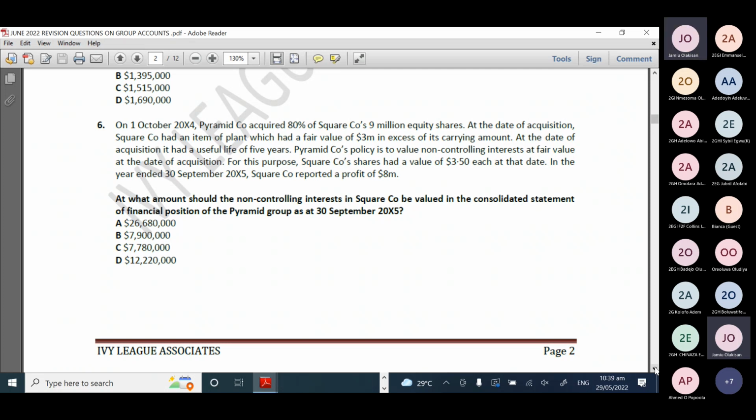The first one is fair value of NCI at the date of acquisition. Is it given on a platter of gold, can you see it? Or is it given on a platter of platinum, or on a platter of silver? It's not given directly. But before now, you know how to calculate it if it's not given. Can somebody tell me how we should calculate or derive fair value of NCI at the date of acquisition? How are we going to derive it here? Because that amount is not given.